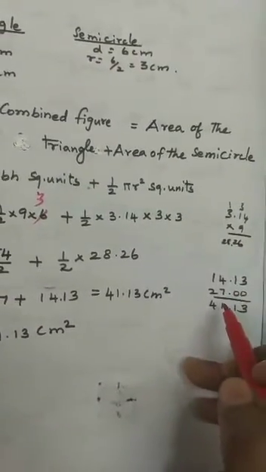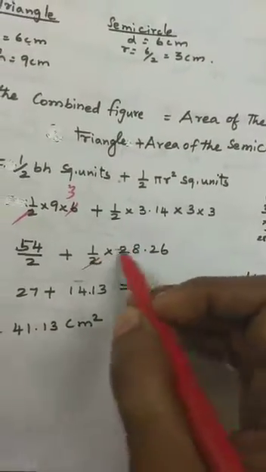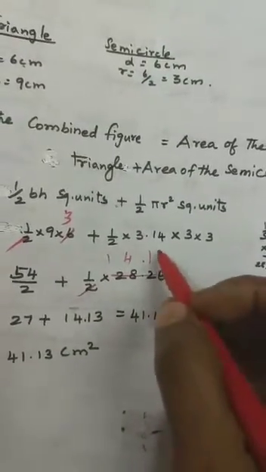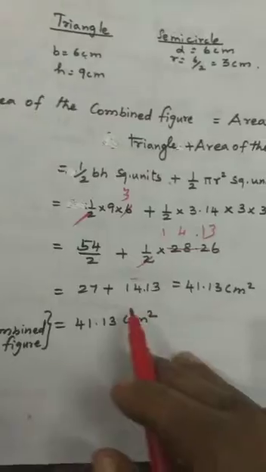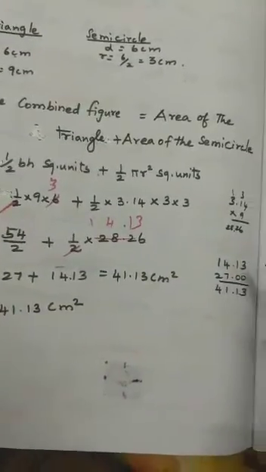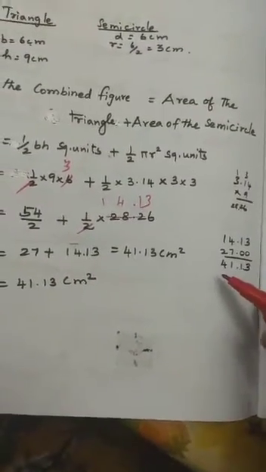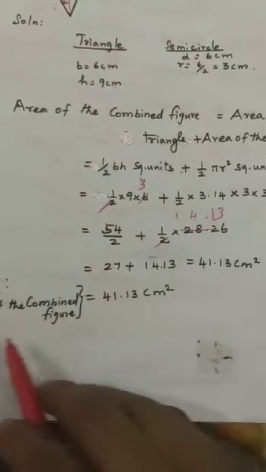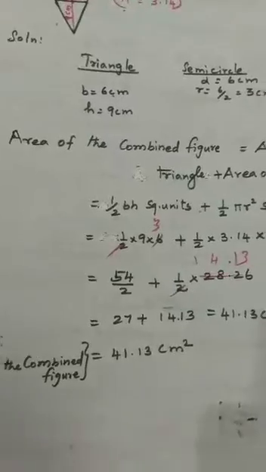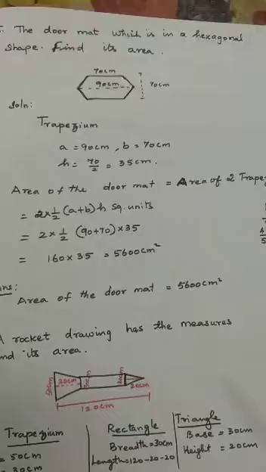28.26 divided by 2 means 4 2s are 8, 1 times and 3 times, so 14.13. Now add these two, 14.13 and 27.00. Then if you add it, it will come 41.13. So the area of the combined figure is equal to 41.13 centimeter square.